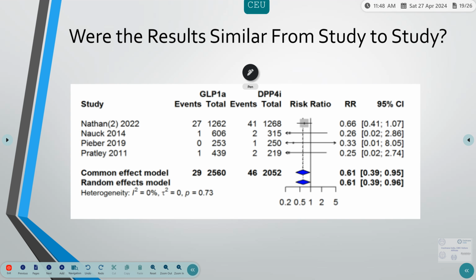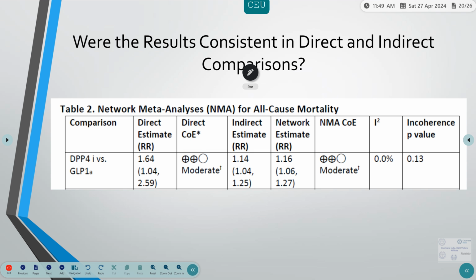So were the results similar from study to study? From the previous picture, we know that there were 4 studies. Here the table is the other way around. GLP-1 is on the left, DPP4 is on the right. So we can see that it is comparable. The results from each study are comparable. All the point estimates are on the same side of one, and they only vary by the confidence intervals. So we can say that it was comparable.